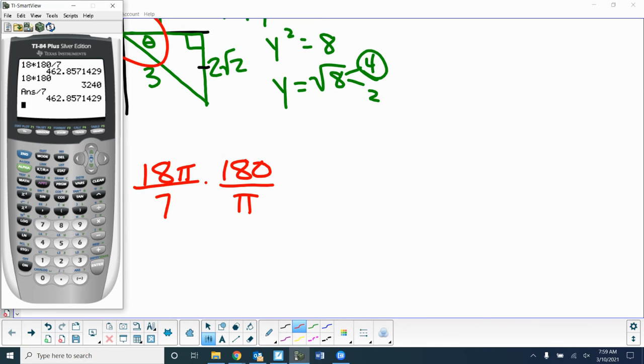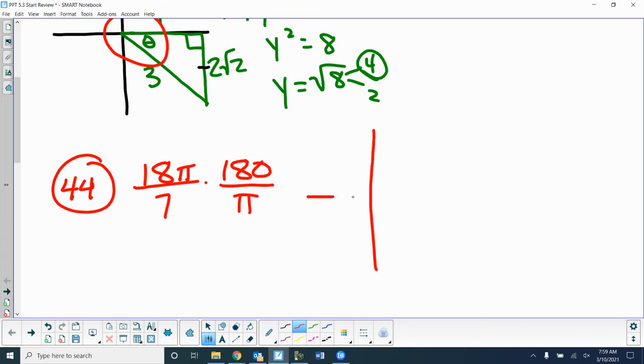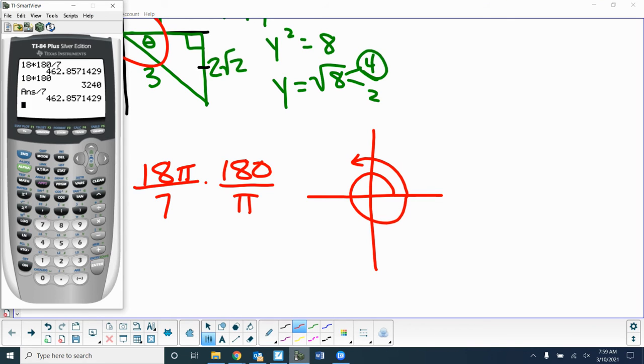Okay. So 462. If I'm thinking about where this is, one time around is 360, right? Plus 90 is 450, so 462 is over here. So I'm going to subtract 360 from it, and that'll give me between the 90 and the 180. So it's over 90, so I'm going to go 180 minus that answer.